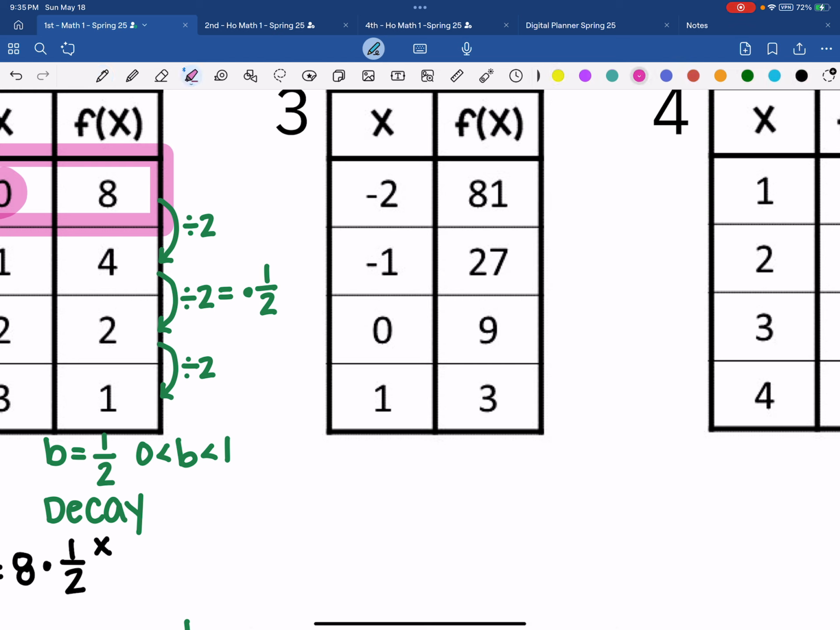All right, so for the next one, my y-intercept is when x is 0. So that means my a value, my y-intercept for the exponential, is going to be 9.